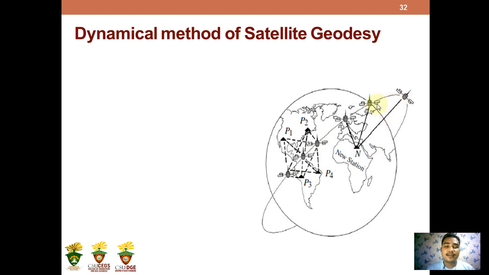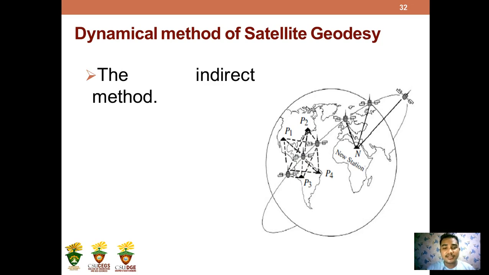So the satellite orbits, and it also gives points for the location of the new station, which you want to obtain from the known points, which were also taken from other satellites and transmitted to one satellite. So the dynamical method is also the indirect method.